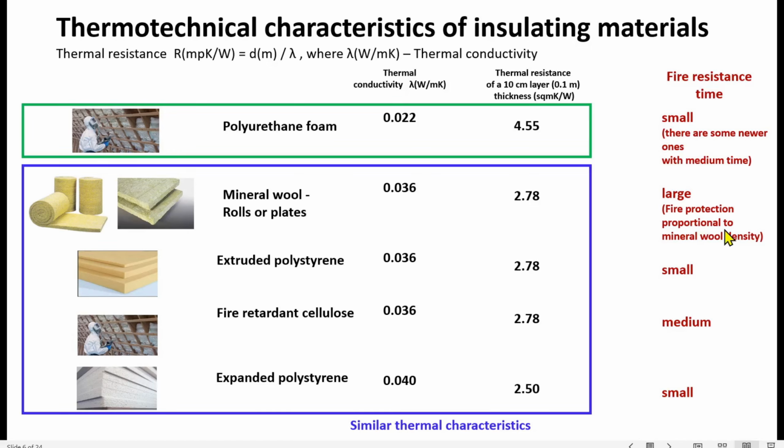Fire protection is proportional to mineral wool density. Extruded polystyrene has a small fire resistance time. Fire retardant cellulose has a medium resistance time, and expanded polystyrene also has a small fire resistance time. Thermal conductivity of polyurethane foam is approximately 2 times lower than of all the other materials. So at the same thickness, polyurethane foam has approximately double the thermal resistance.